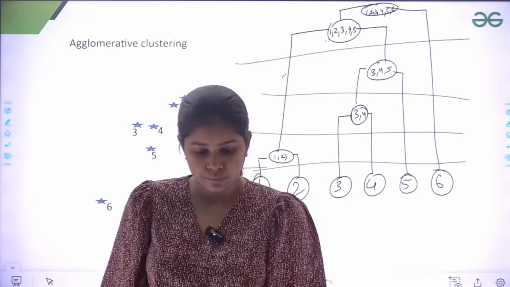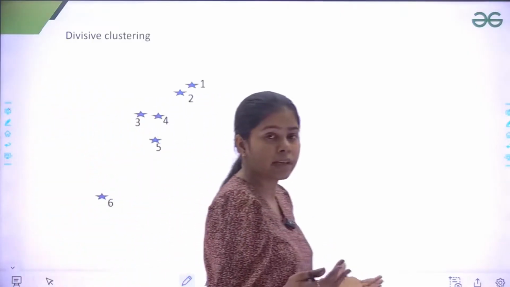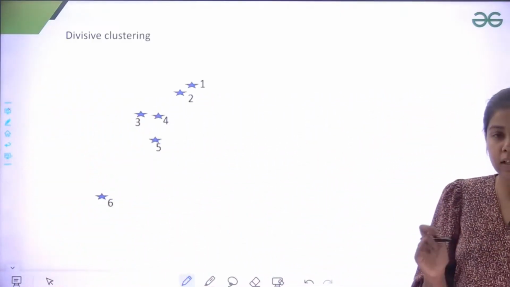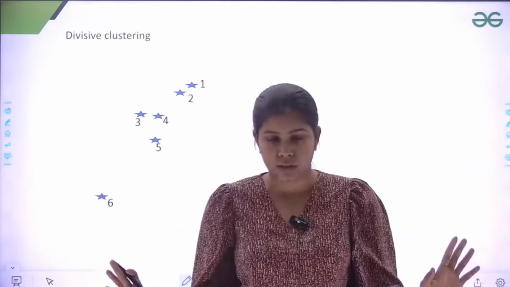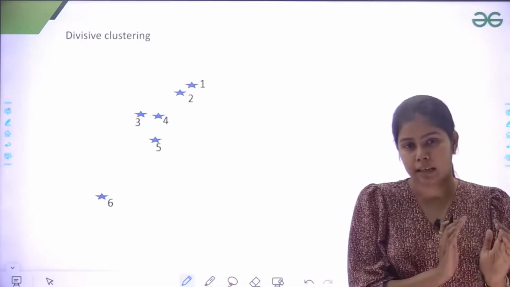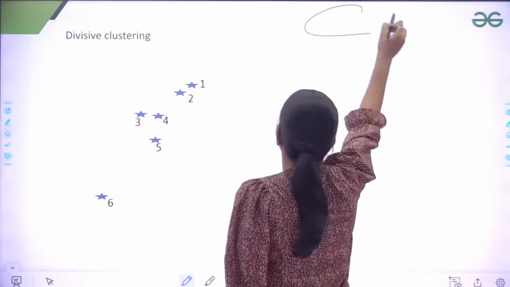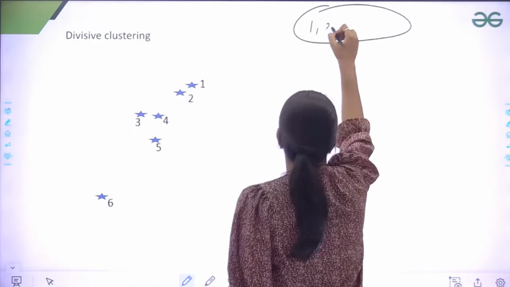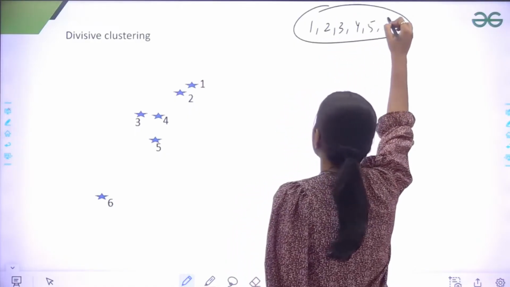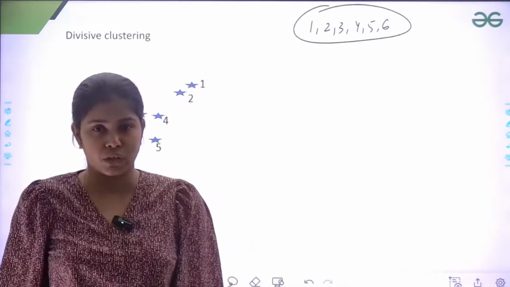Just let me know. Okay, next we have divisive clustering. Now in divisive clustering, look, in agglomerative clustering what we have done is started with each data point as a single cluster, right? One is making itself a cluster, two is making itself a cluster. In divisive clustering, I'll start with all the data points. That means I'll start with 1 2 3 4 5 6 as a single cluster, right? And then start dividing according to the measure of dissimilarity.